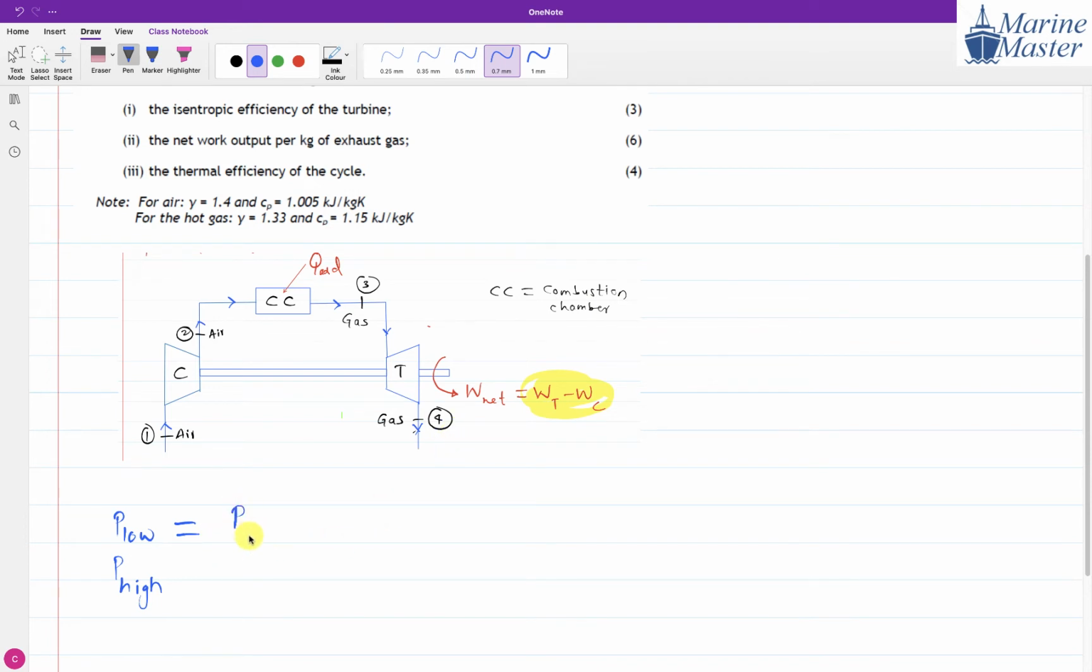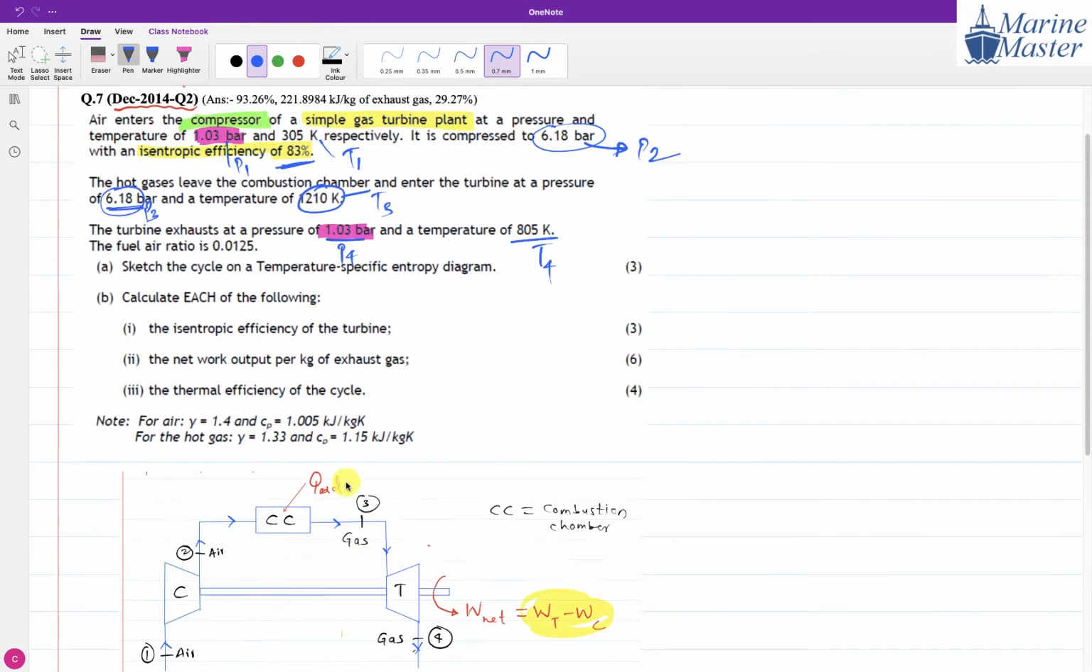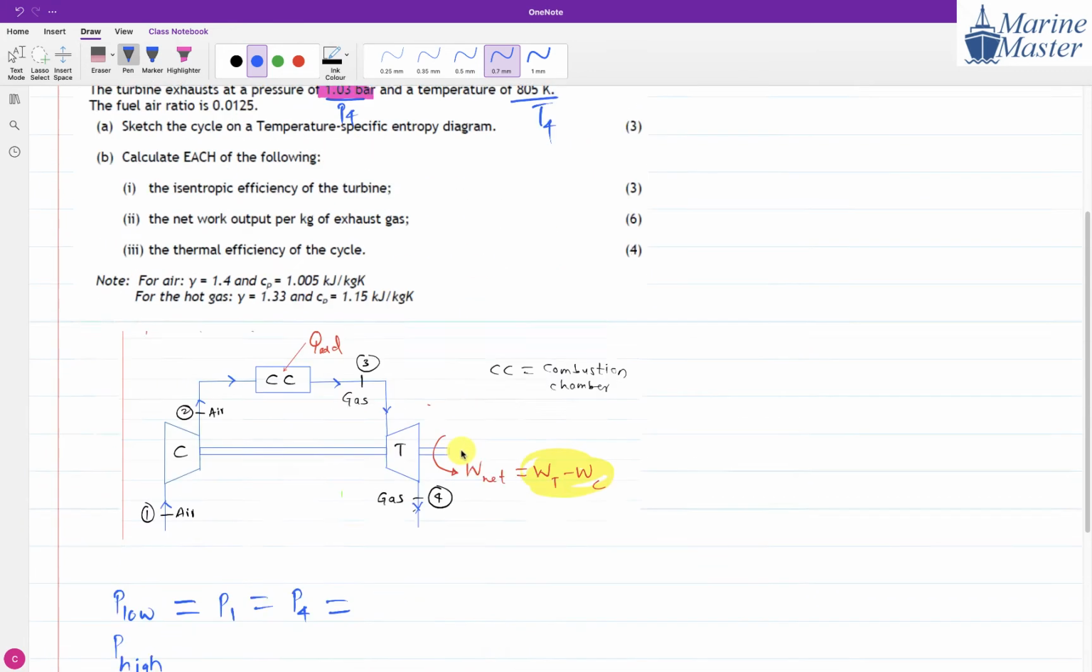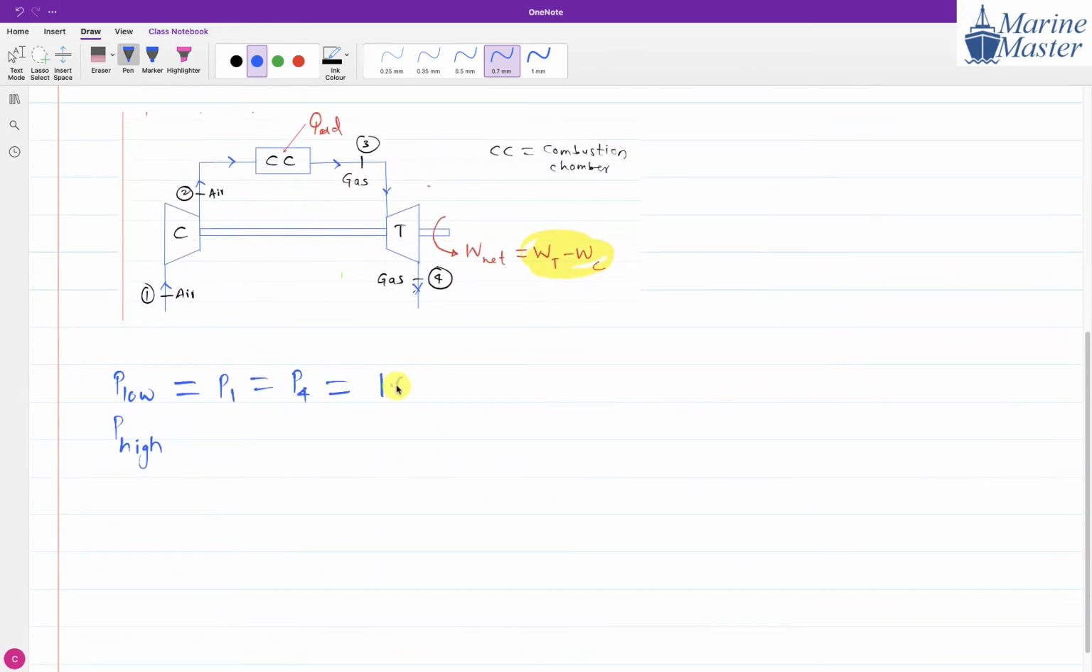So let me write down properly: P1 is equal to P4, and that will be equal to 1.03 bar. And 1.03 bar means 103 kilonewton per meter square.